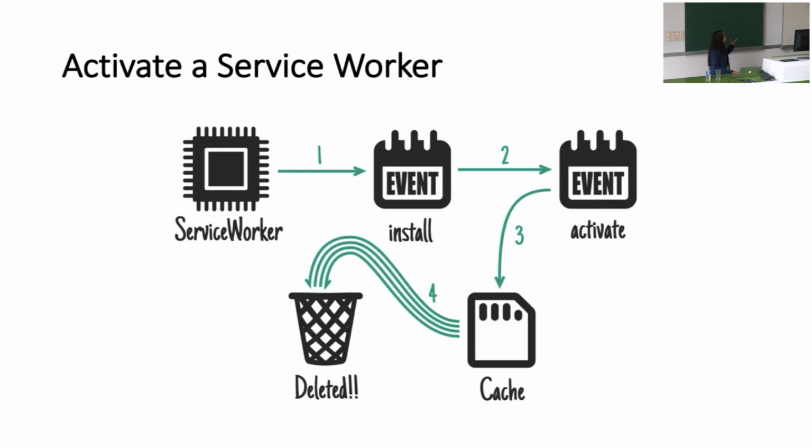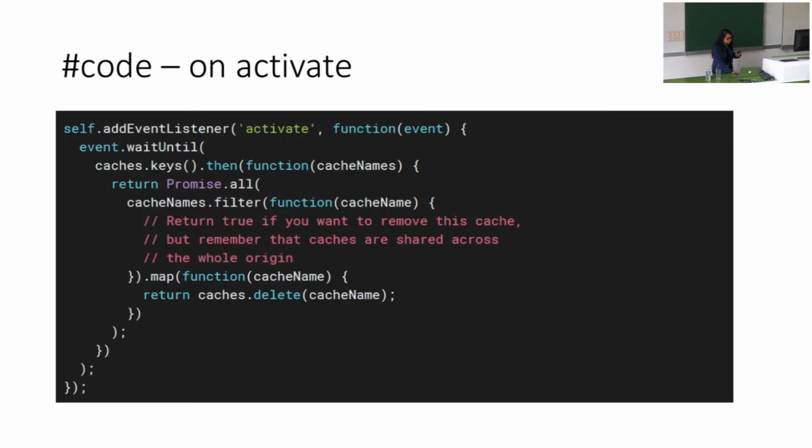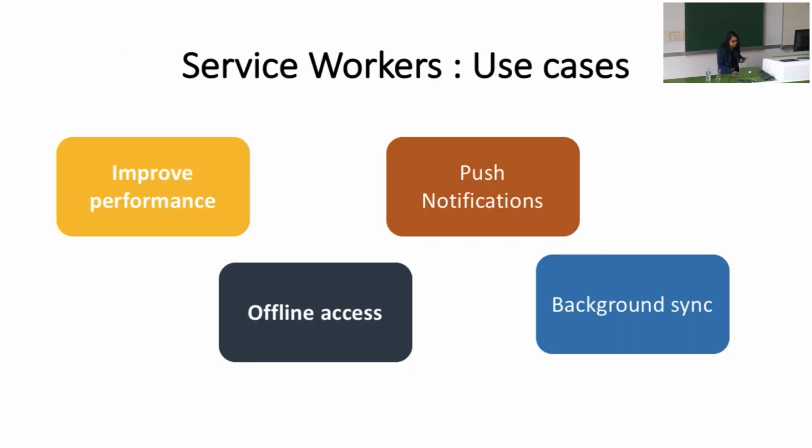Next, we have the activation step, which is the idle time to delete the previous cache of the old version of the service worker in case you have an updated service worker. You can make the changes, find the cache name, and then delete all the cache-related resources of the previous service worker. So this is the activation step.